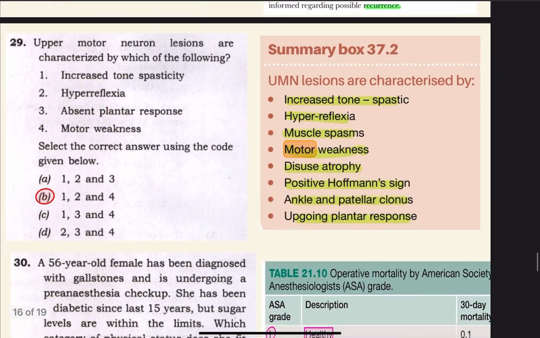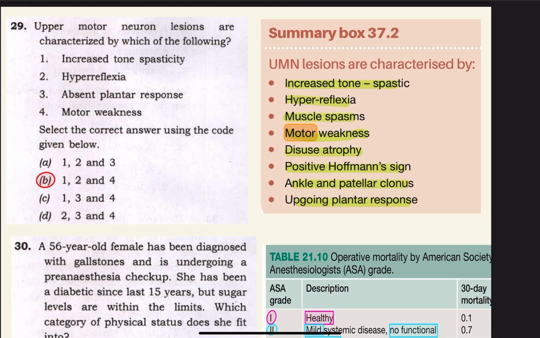Next: upper motor neuron lesions are characterized by which of the following? This question is from this table. Upper motor neuron lesions are characterized by increased tone, hyperreflexia, muscle spasm, motor weakness, diffuse atrophy, positive Hoffman sign, ankle plantar clonus, and upgoing plantar response. Let's see what they have. Increased tone or spasticity, yes. Hyperreflexia, yes. Absent plantar response, so that is not right. Motor weakness, yes. So it is not absent plantar response. Option B is the answer.